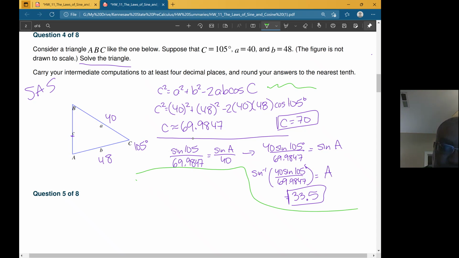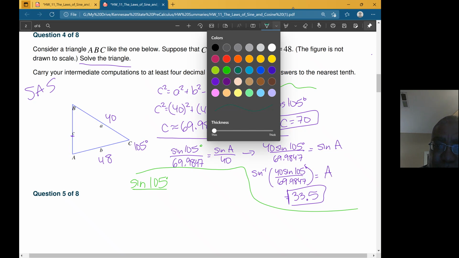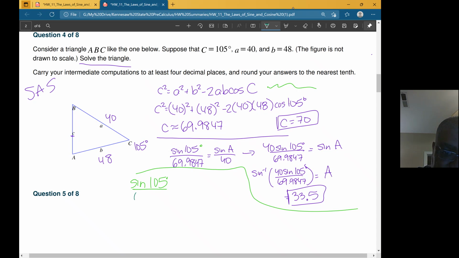All right. So sine of 105 over 69.9847 is equal to sine of big B over 48. This didn't do what I thought it was going to do.